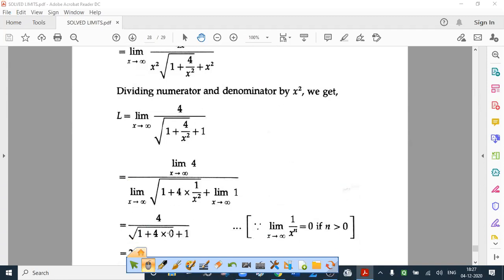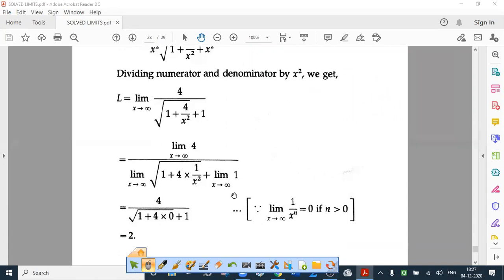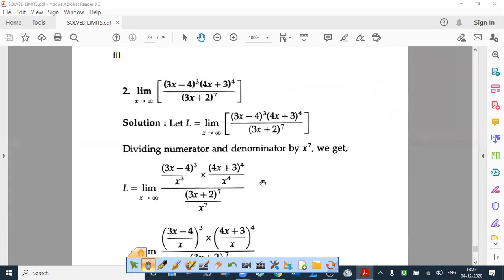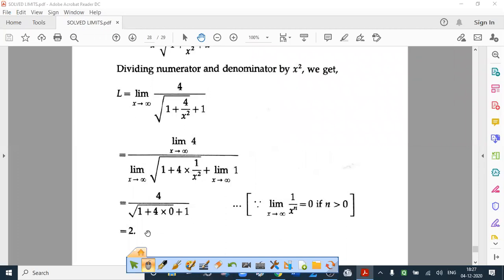See, they have directly taken the limit. Have they put x equal to infinity? See, infinity is not a real number. So when x approaches infinity, constant remains constant. That is why it is called a constant. It is not a variable. Now when x approaches infinity, 1 upon x square approaches 0. Simple. So what is the answer? Final answer is 2.